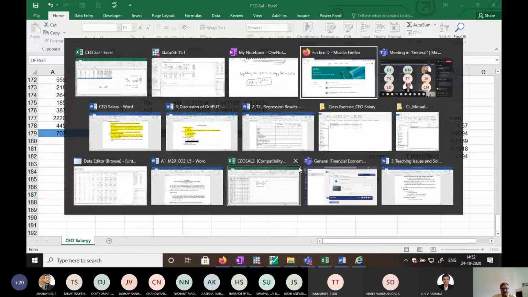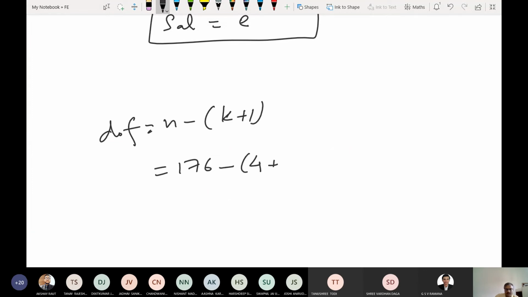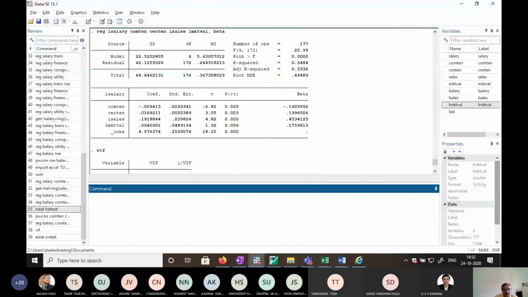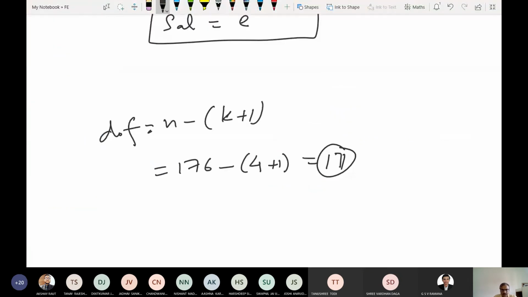The formula was given yesterday: degrees of freedom is equal to n minus (k plus 1). N is equal to 176, and k is 4 independent variables, plus 1. So it should be 171... 172, I am getting 170.